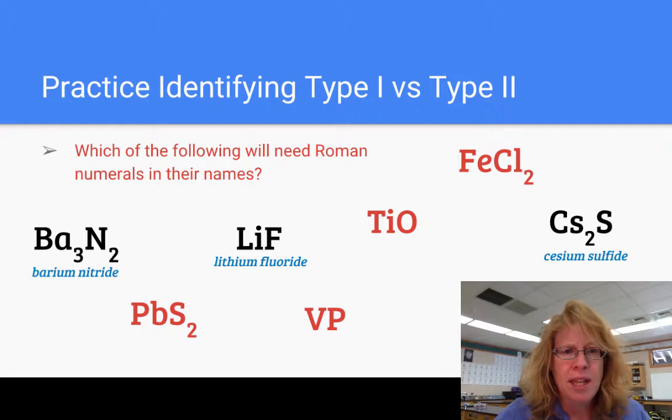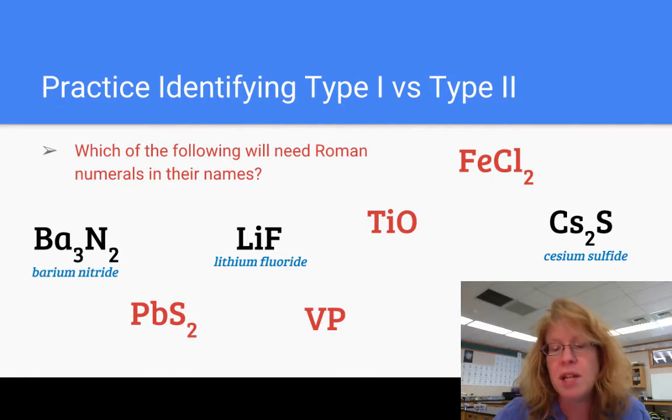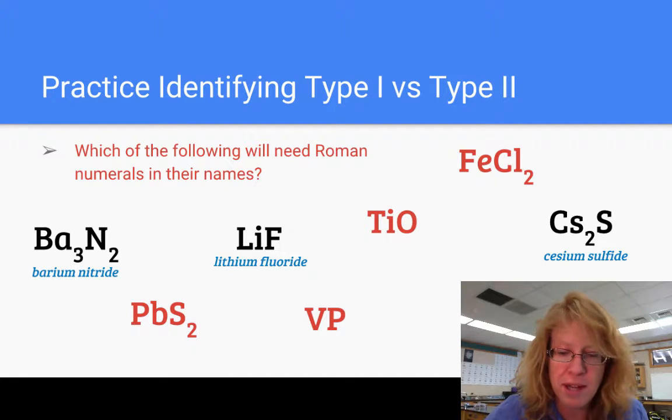Okay. There's our names of our basic ones. And I'm going to give you a sec, you know what's coming next. There's the names of our basic ones: barium nitride, lithium fluoride, and cesium, or cesium if you're British, sulfide. Those are the pretty straightforward ones, no Roman numerals required. Now's your chance to hit pause and see if you can figure out the names of the other ones, the FeCl2, TiO, VP, and PbS2. So hit pause, try it on a piece of paper, scratch it out, because I'm about to hit go.